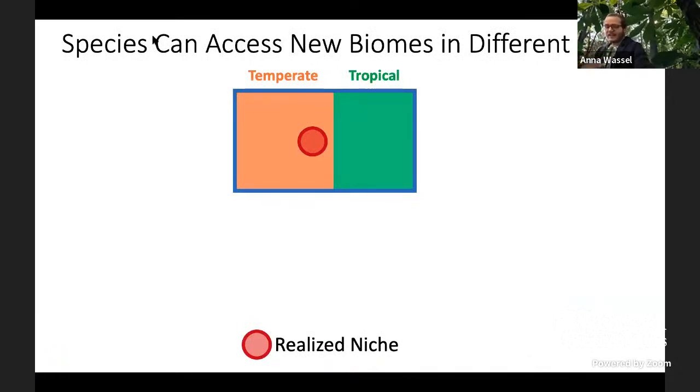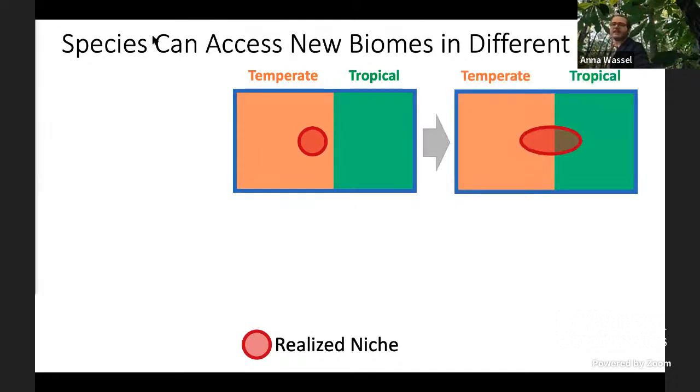So just to give an example of why this matters, because I'm going to get into this terminology of realized versus fundamental niche here, and I'll try to be gentle. So here we have an example of a species with its realized range over a temperate biome. We'll just consider this a simple biome space. So its realized range, it is found in temperate biomes. Simple as that. And then we see an instance where somehow it shifts over and accesses a tropical biome as well, and it occurs in both.